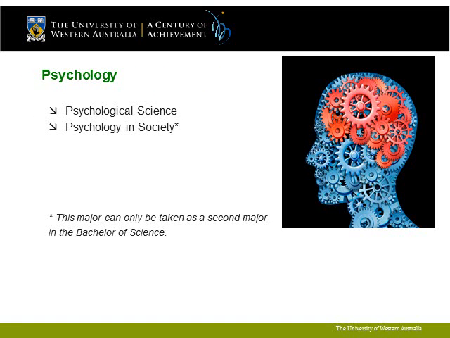The combination of psychological science and psychology in society can lead to further study and professional qualifications in psychology. A 4-year degree is required by the Psychologists Board of Australia for provisional registration as a psychologist. For specialist training, a professional postgraduate qualification must be completed.